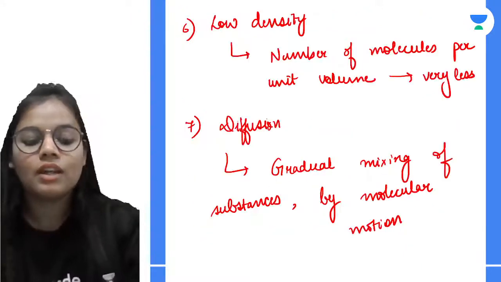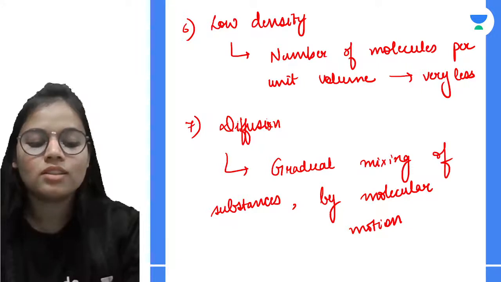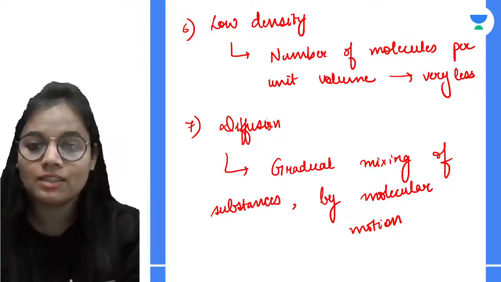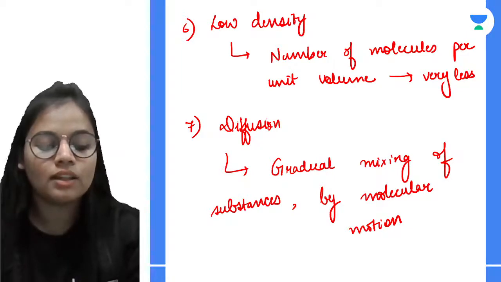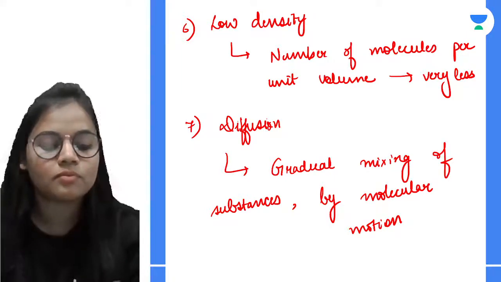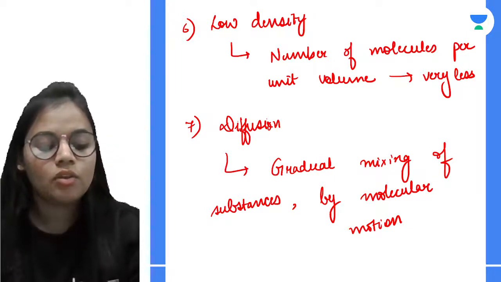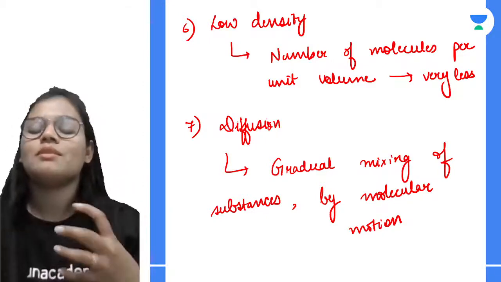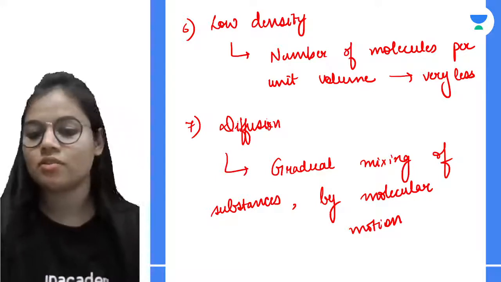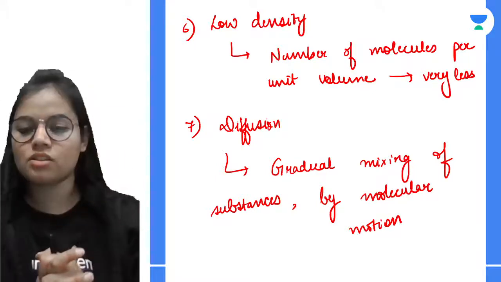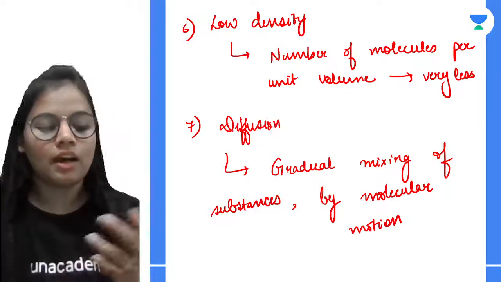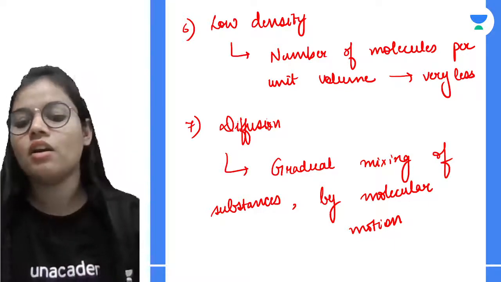After that, gases have low density. Why? Because the number of particles per unit volume is very less, and that makes gases less dense. Next, we learned about diffusion. So, what is diffusion? It is a property by which substances kept in contact with each other mix with each other by virtue of molecular motion. So, gases have this property of diffusion.